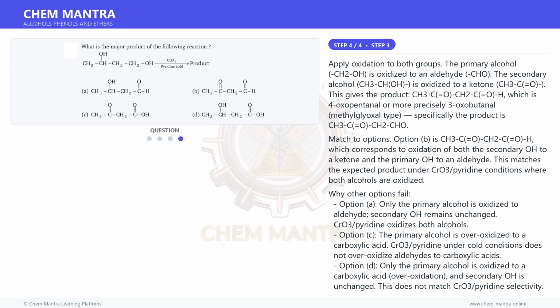Why other options fail? Option A: only the primary alcohol is oxidized to aldehyde, secondary OH remains unchanged. CrO3 pyridine oxidizes both alcohols. Option C: the primary alcohol is over-oxidized to a carboxylic acid. CrO3 pyridine under cold conditions does not over-oxidize aldehydes to carboxylic acids. Option D: only the primary alcohol is oxidized to a carboxylic acid, over-oxidation, and secondary OH is unchanged. This does not match CrO3 pyridine selectivity.